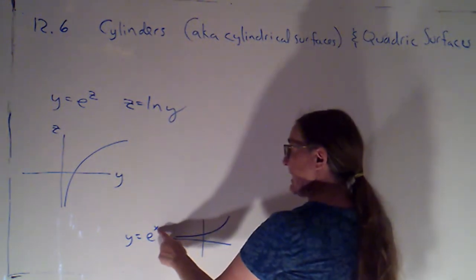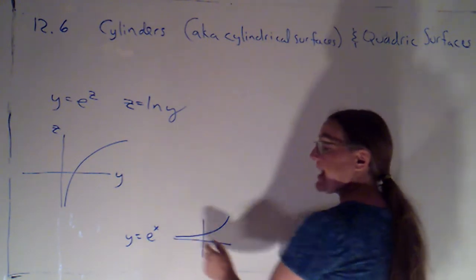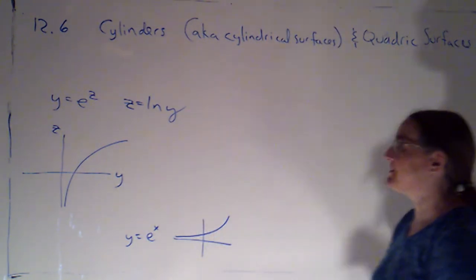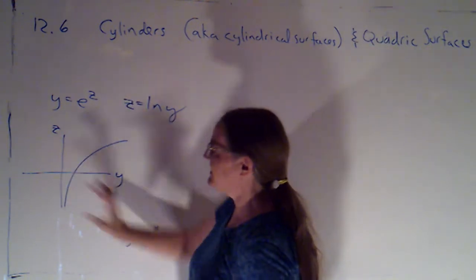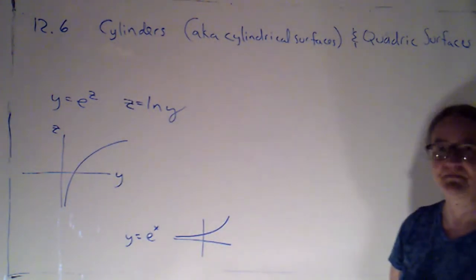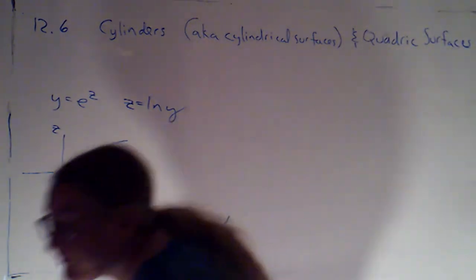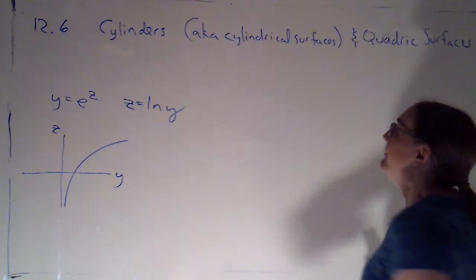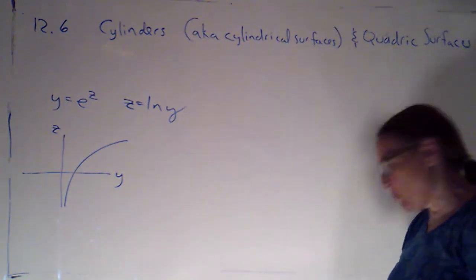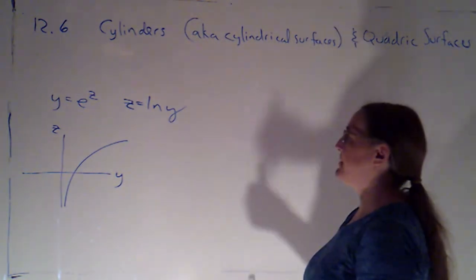Here, where x is the exponent, the negative x-axis is an asymptote. Z is the exponent, the negative z-axis is the asymptote. So I do just need to be careful, even when I'm working with familiar-looking functions, that I pay attention to what variable's in what position.